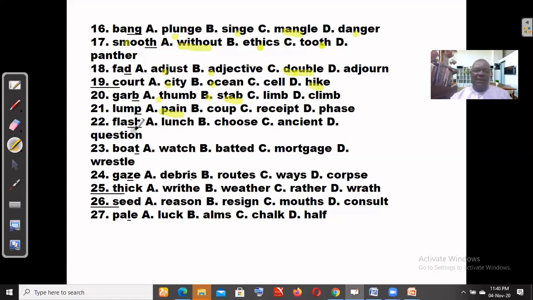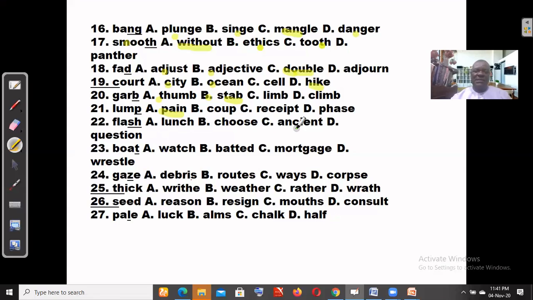Question 22, we have flash. SH is underlined, representing the sound sh. All right? And then we are looking for this sound. Option A is lunch. We don't find the sh sound there. Then option B is choose. Again, we don't find the sound there.